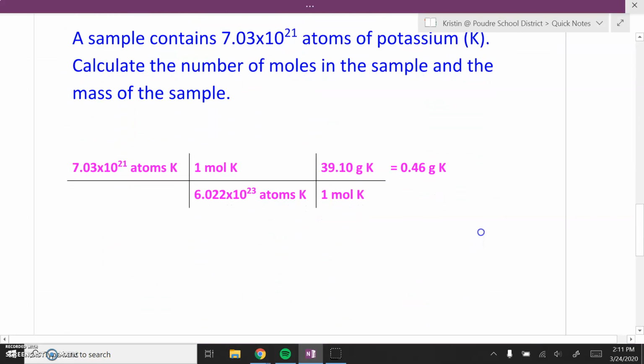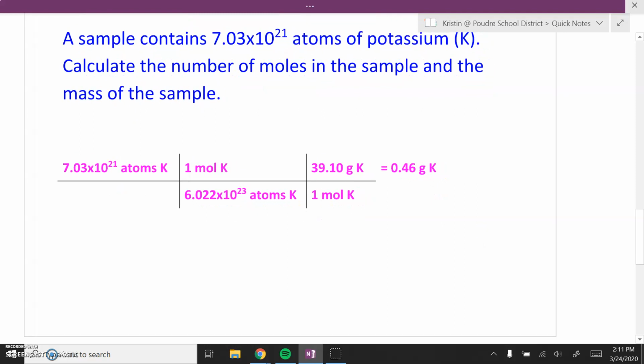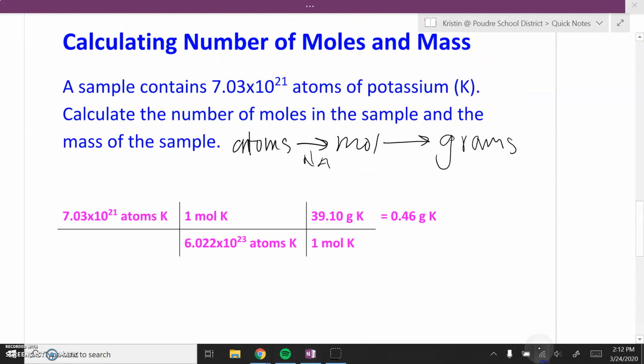Calculating number of moles and mass. A sample contains 7.03 times 10 to the 21 atoms of potassium. Calculate the number of moles in the sample and the mass of the sample. So the first thing I want to do is go from atoms to the mole, and then I can go from the mole to grams. So I'm going to need Avogadro's number, and then I'm going to need molar mass.